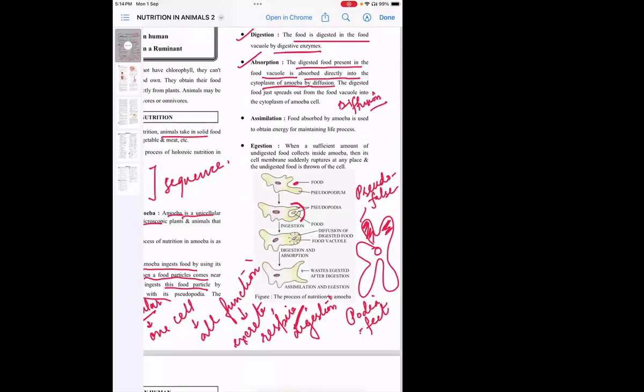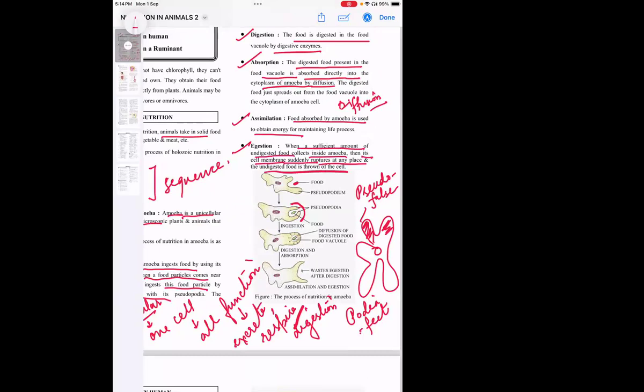Okay, going to the third one now, assimilation. Food absorbed by the amoeba is used to obtain energy for doing the life processes. And the last one, egestion. When a sufficient amount of undigested food collects inside the amoeba, the cell membrane will suddenly rupture at any place and the undigested food will be thrown out.